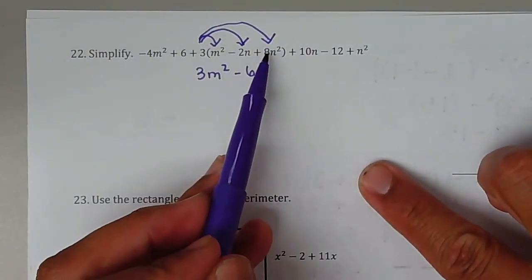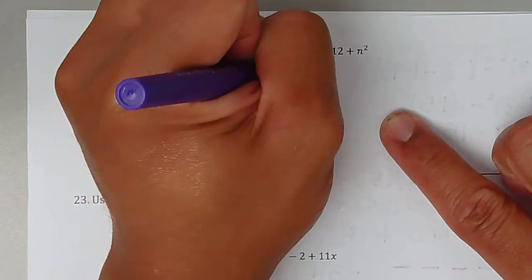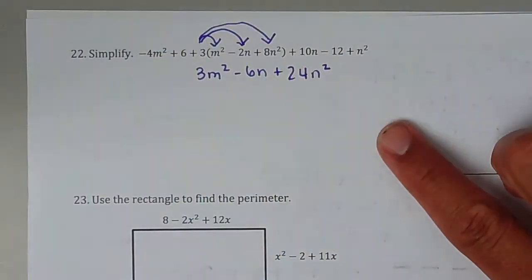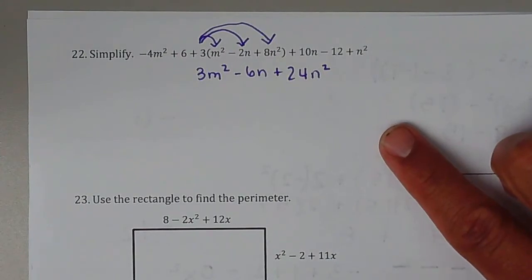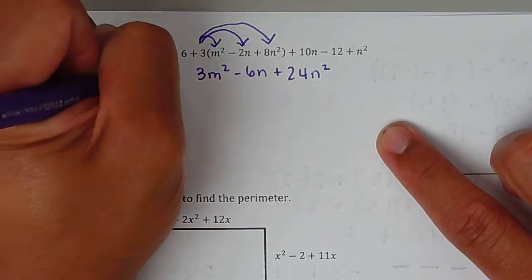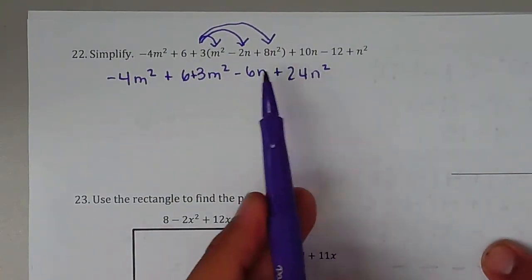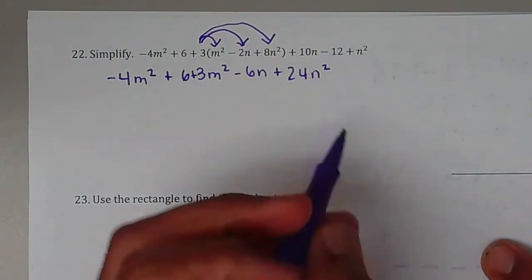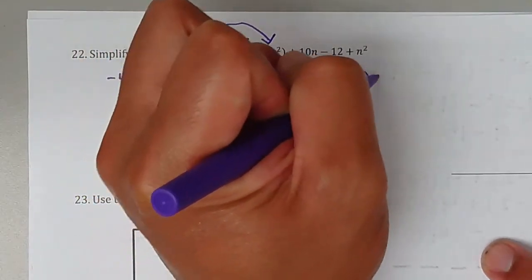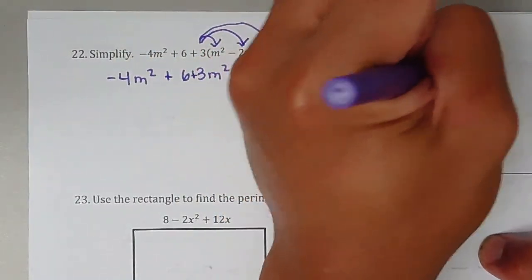3 multiplied by 8n squared gives us 24n squared. All right, and then I'm going to bring everything else down. We have negative 4m squared plus 6 plus 3m squared, and then we bring down everything else after this, plus 10n minus 12 plus n squared.